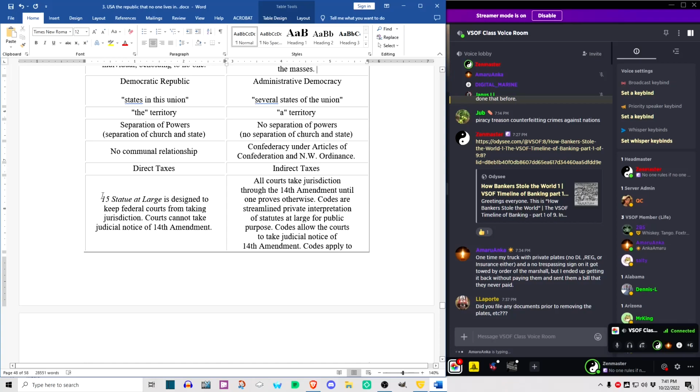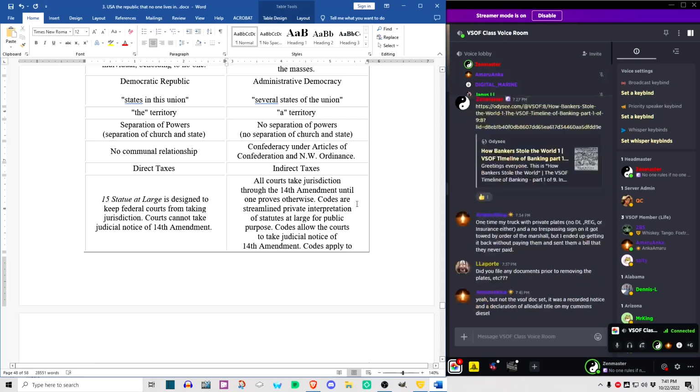So over here, 15 Statutes at Large is designed to keep federal courts from taking jurisdiction. Courts cannot take judicial notice of the 14th Amendment. This keeps you out of their democracy. Over here, all courts take jurisdiction through the 14th Amendment until one proves otherwise, meaning, objection, Your Honor, I am a de jure state citizen, meaning lowercase s state and capital C citizen. Or, Your Honor, objection, I'm one of the people of Texas, or whatever state you're lawfully domiciled in.